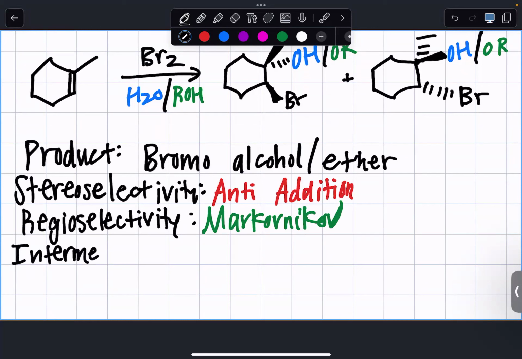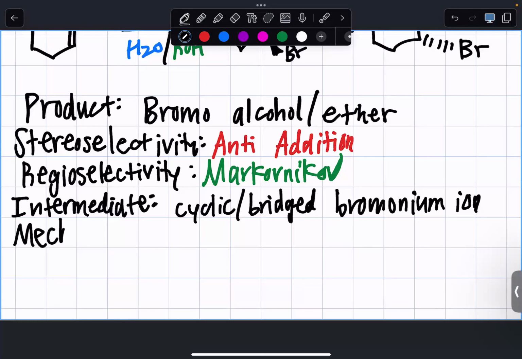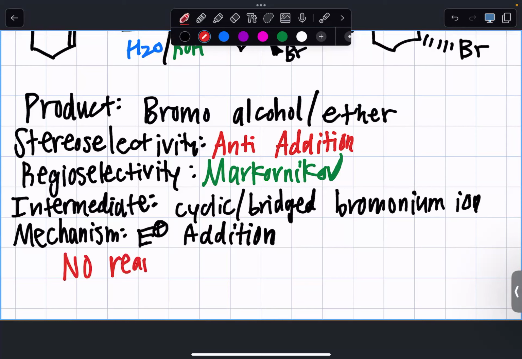The intermediate of this mechanism is going to be the same thing, a cyclic or bridged bromonium ion. And the mechanism is also the same, electrophilic addition. And in this case, we also see no rearrangement step because we did not form a carbocation intermediate. So we don't have to worry about a hydride shift or a methyl shift.